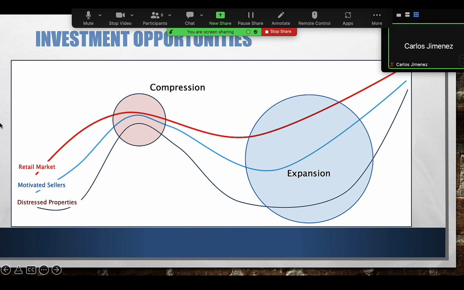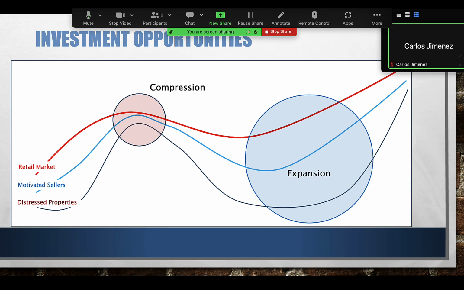That market, during a hot period of time, gets compressed right up against the retail market. So the difference between the retail market and the motivated seller market is less than 10%. It's probably closer to 5%.